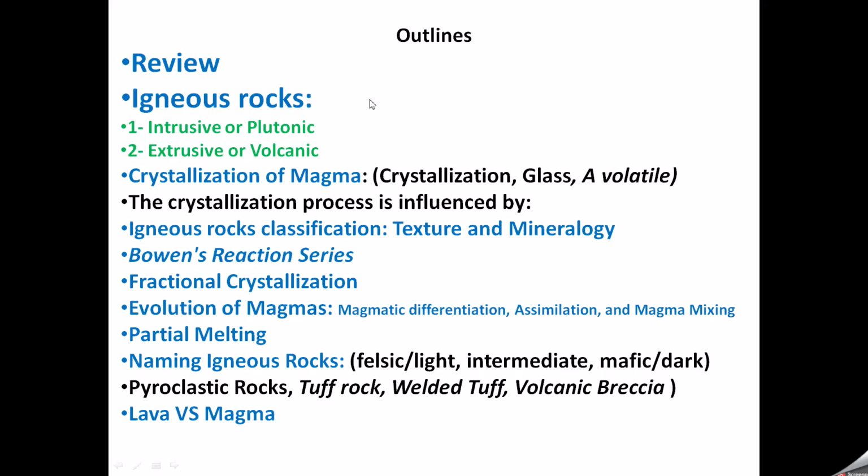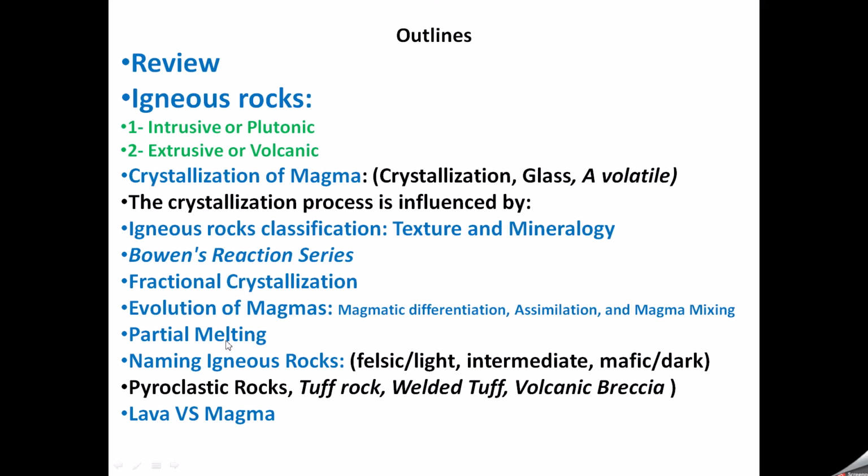The outlines: igneous rocks, intrusive or plutonic, extrusive or volcanic, and then crystallization of magma. We'll talk about crystallization, crystal, glass and volatile material, and then the crystallization process influenced by three processes. We'll look at them, and then igneous rocks classification, texture, and mineralogy, Bowen's reaction series, and then fractional crystallization, and then evolution of magmas, which is magmatic differentiation, assimilation, and magma mixing.